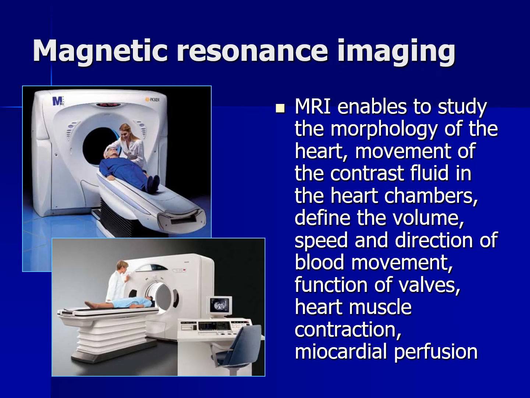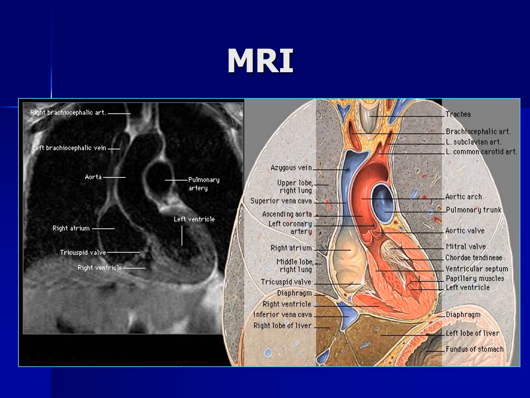Magnetic resonance imaging. MRI enables to study the morphology of the heart, movement of the contrast fluid in the heart chambers, define the volume, speed, and direction of blood movement, function of the valves, heart muscle contraction, myocardial perfusion. Here is MRI image in coronal view, and we can compare the image from anatomic atlas and that slice.